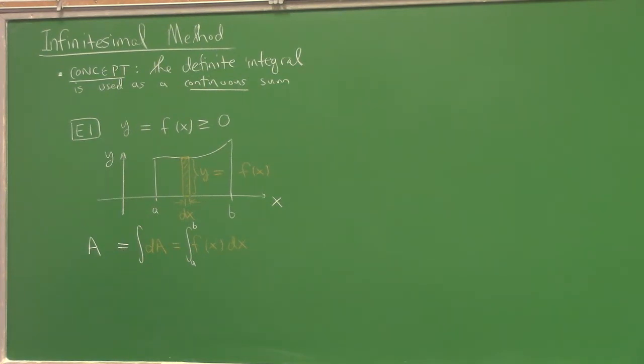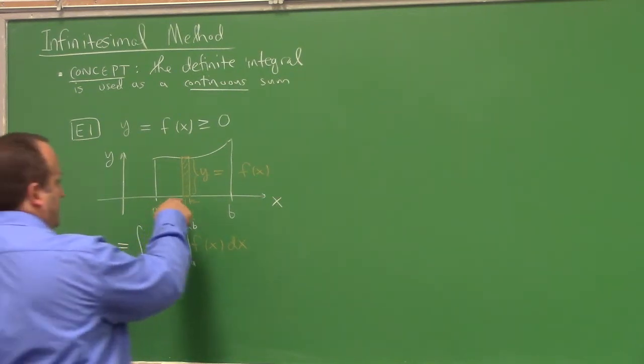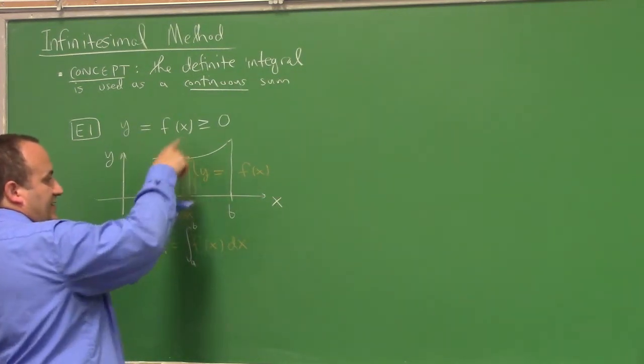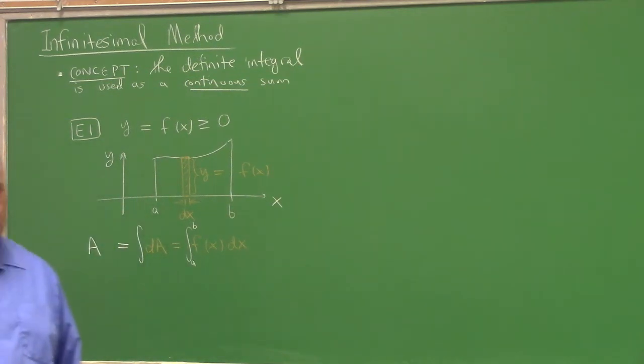Yeah, the dx, right. And the dx is from A. Yeah, x exactly. This approximating rectangle we can draw from a less than or equal to x less than or equal to b.